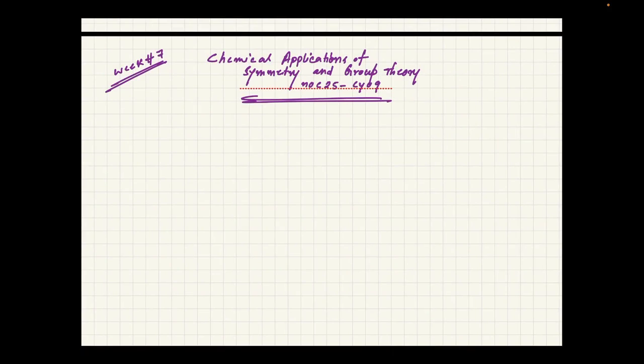Okay, so welcome you all to the week 7 live interactive session, and the topic is chemical applications of symmetry and group theory. We'll be solving previous year assignments or some previous year questions related to this week's content. This week we have learned how to find the different normal modes of vibration for a molecule belonging to a particular point group or symmetry group.